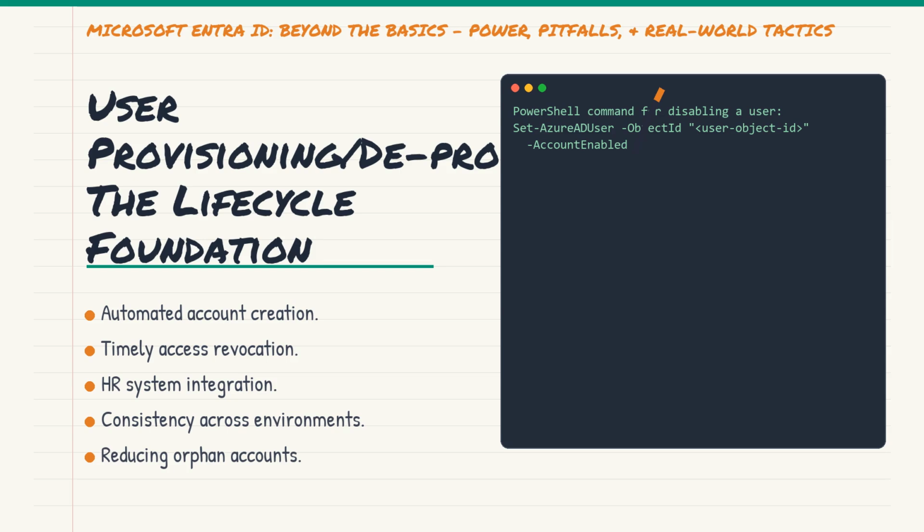Deprovisioning is even more critical. Immediate revocation of access when someone leaves is paramount to preventing breaches. Entra ID can manage this for cloud resources and via Entra ID Connect for synchronized on-prem AD accounts. The goal is to make this process as automated, consistent, and error-free as possible.